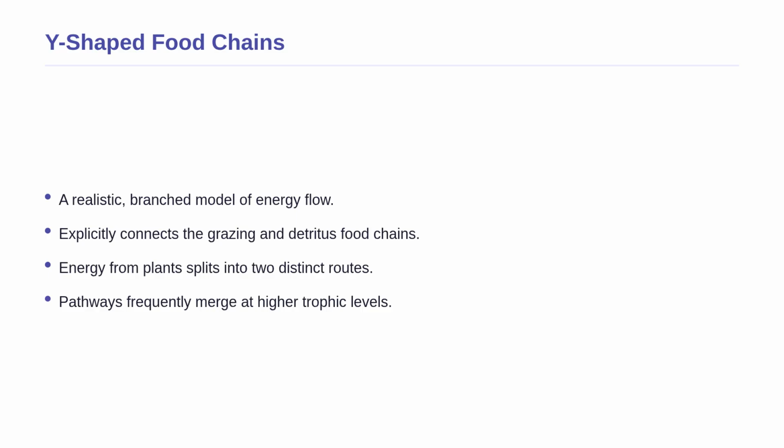Because the linear model is too simple, ecologists use a more realistic model. This brings us to the Y-shaped food chain. A Y-shaped chain explicitly connects the grazing food chain and the detritus food chain. It recognizes that energy from primary producers splits into two distinct routes, one consumed by herbivores while the plant is alive, and one consumed by decomposers after the plant dies.